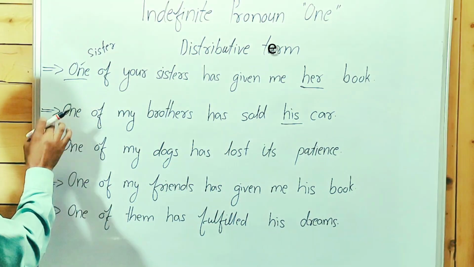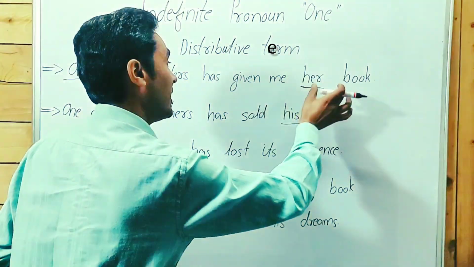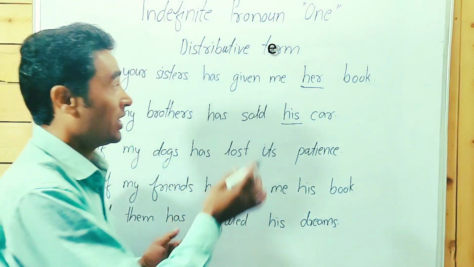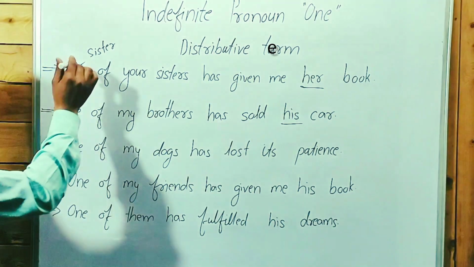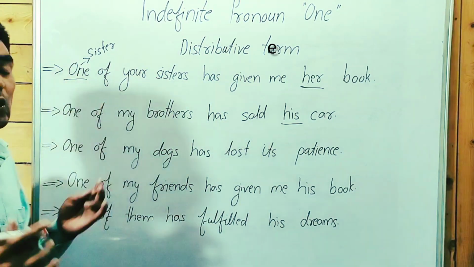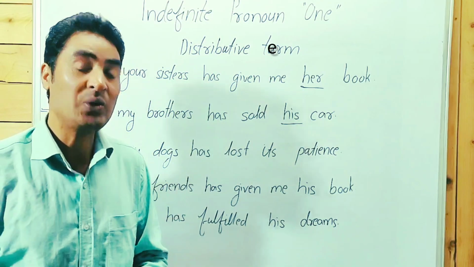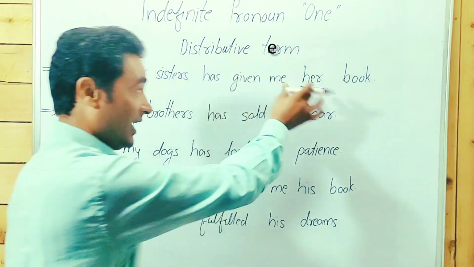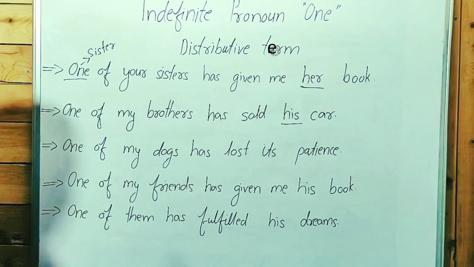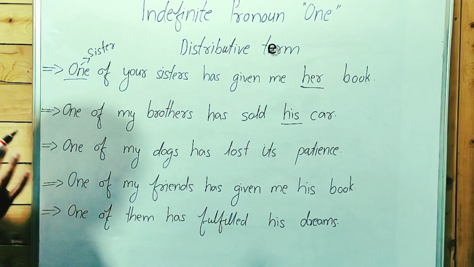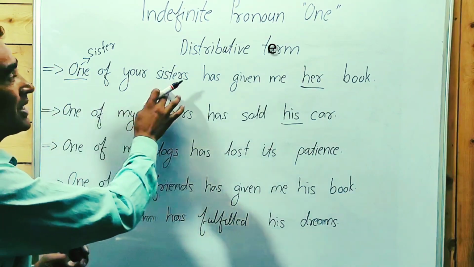If you think why not say one of your sisters has given me one's book, no, here we can't use one's, because we are talking about a particular gender. One of your sisters shows a gender. Sister is a feminine noun, and a feminine noun takes her. Gender is her when we use one as a distributive pronoun. Here guys, you can write this sentence: 2 of my sisters have.